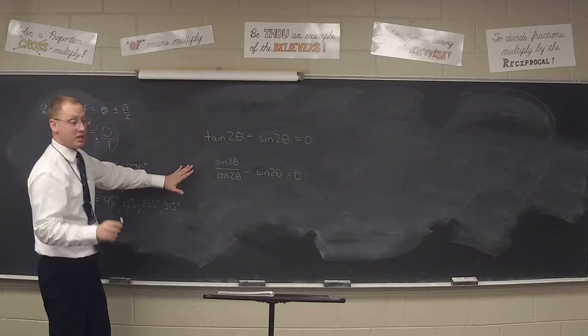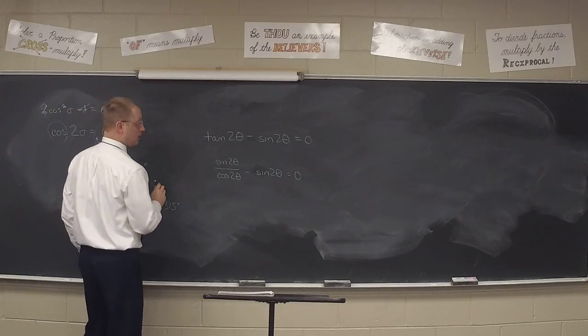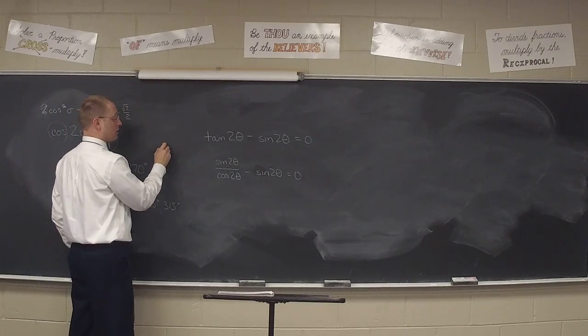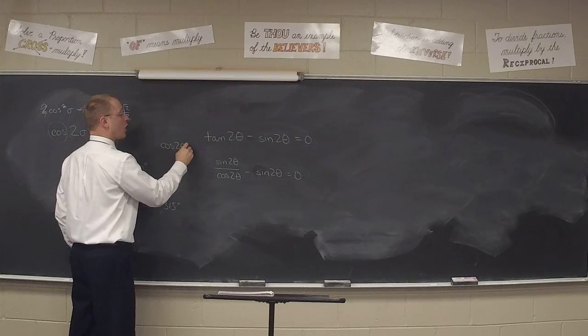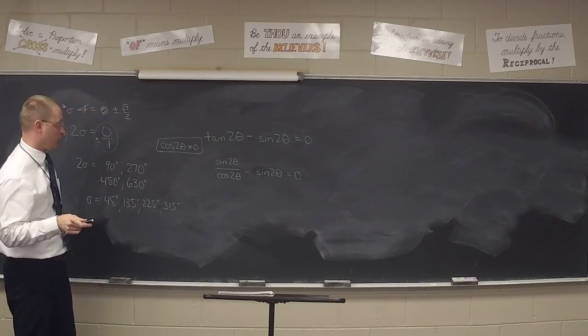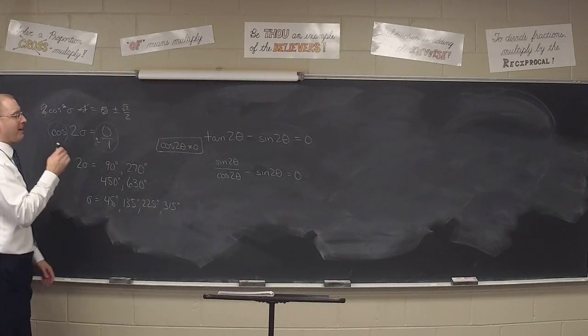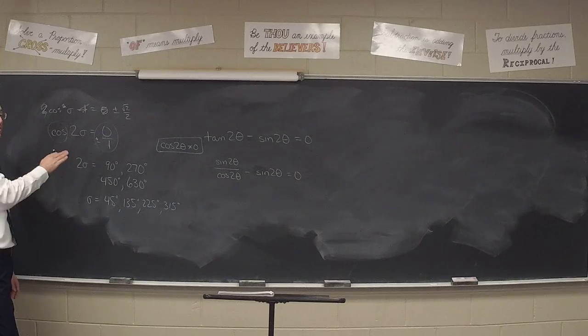By the way, if I do this, and that's the right approach to take, I do need to make one little qualifying statement. The cosine of 2 theta can't be 0. Okay, so if we could double the answer and get a cosine of double the answer equals 0, that's no good. And now, what can I factor out, Chris?